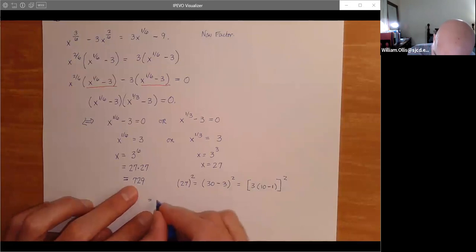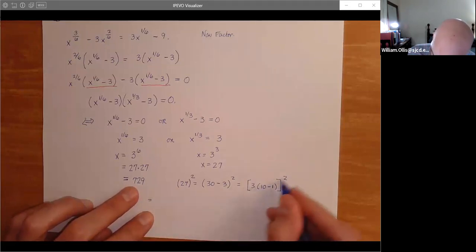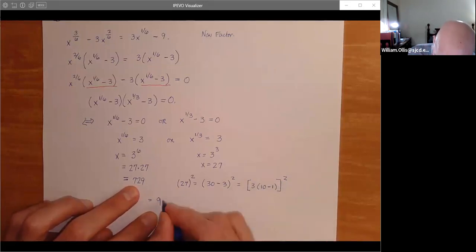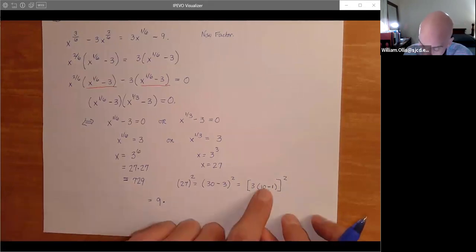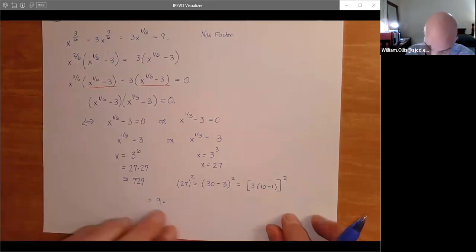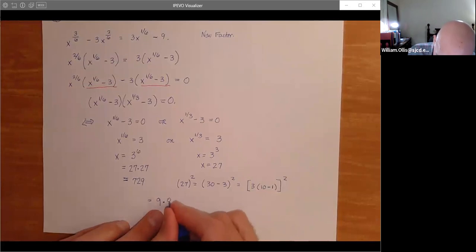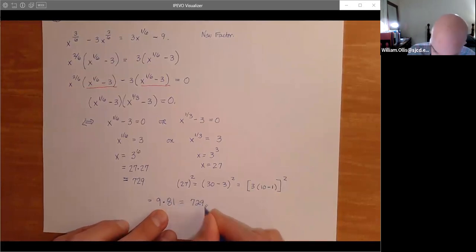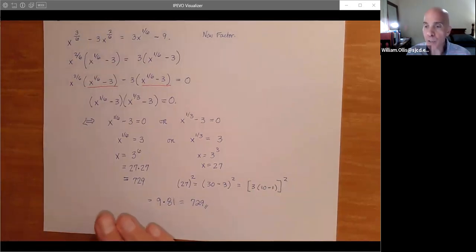So this is going to be what? In this case, 9. And here, this is going to be 9 squared. That's an 81. And that's easily 729. So that's a simple way to compute by using symbolic computation.